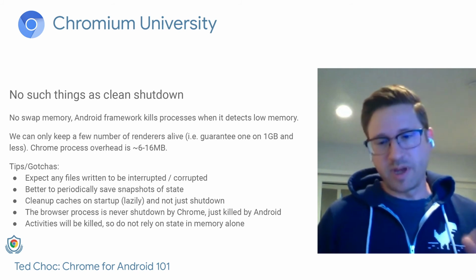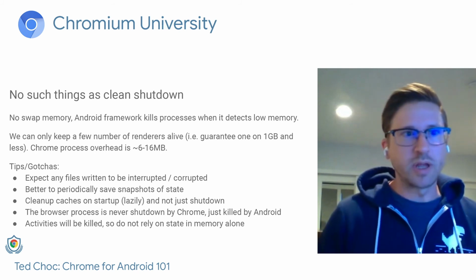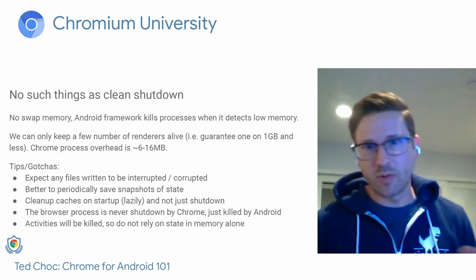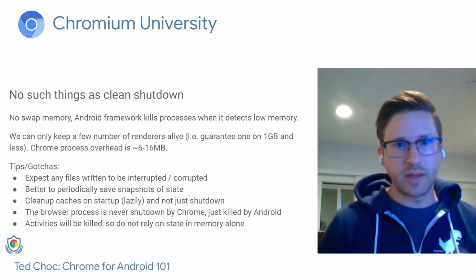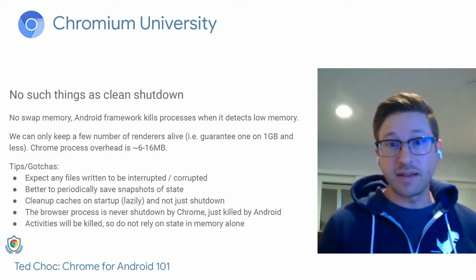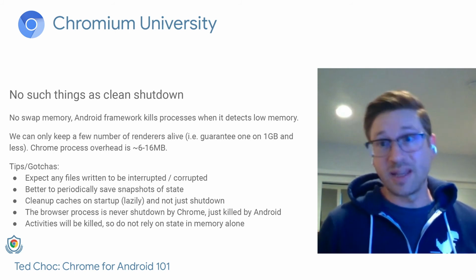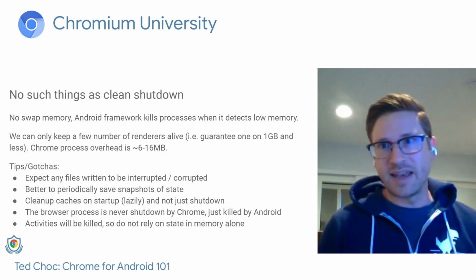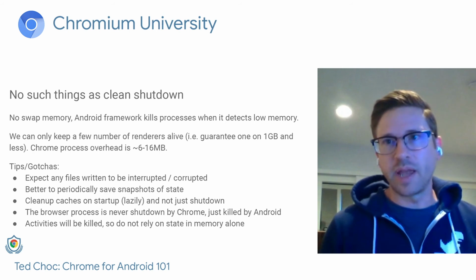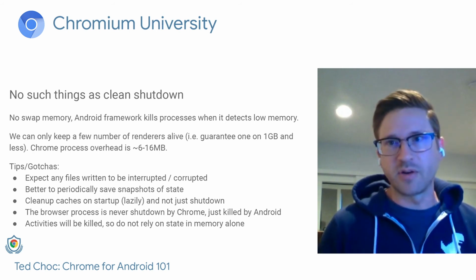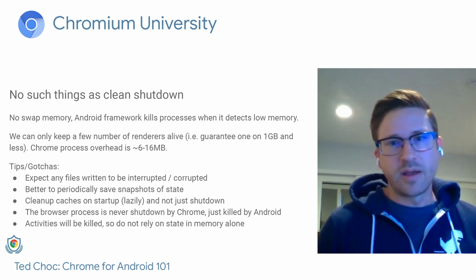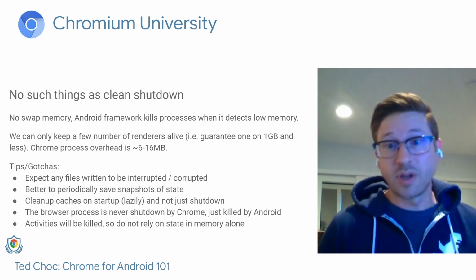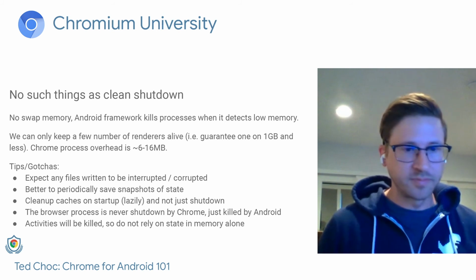We recently got bitten by something where our tab model got corrupted and did wonky things. Save periodic snapshots. Don't wait till Chrome is backgrounded to save data. Save it periodically. Don't clean up caches only on shutdown. Also do it lazily on startup to make sure that happens. Again, the browser process never is cleanly shut down. It is only killed by Android. So don't try to do something in a destructor of profile, because that won't happen. So make sure you're doing cleanups as needed. And activities can also be killed, so don't rely on in-memory state alone.